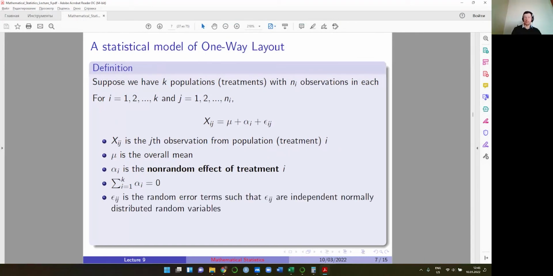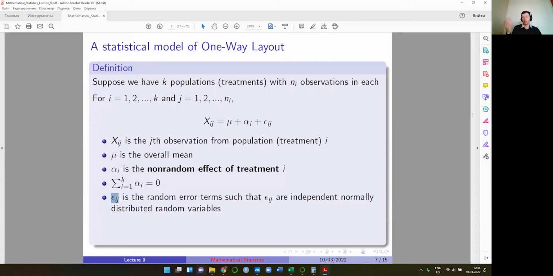Well, what is epsilon ij? It is the random error term, and this must be an independent, normally distributed random variable. So this is the crucial point here. As usual, we establish all these methods based on the assumption that the distributions are normal, or that we have a considerably large sample that, with the help of the central limit theorem, can be justified as normal.